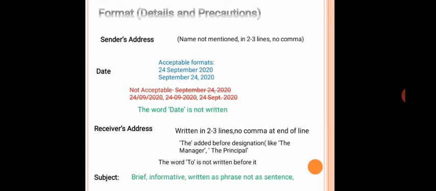Now, regarding subject, it should be brief, informative, relevant, and related to the main idea to be presented in the letter. It is to be written as a phrase and not as a sentence. Regarding salutation, respected sir or sir is to be written. The content is to be divided in 3 paragraphs that we have already discussed.